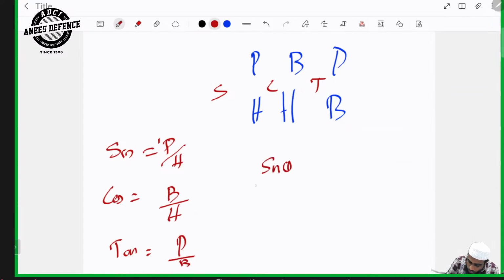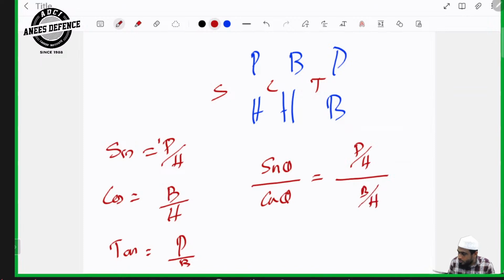So what is sin theta by cos theta? Sin theta is perpendicular upon hypotenuse. Cos theta is base upon hypotenuse. If two numbers are divided like this, then you can take the denominator in reverse order and multiply. So P by H into H by B. So H cut, you are getting P by B.